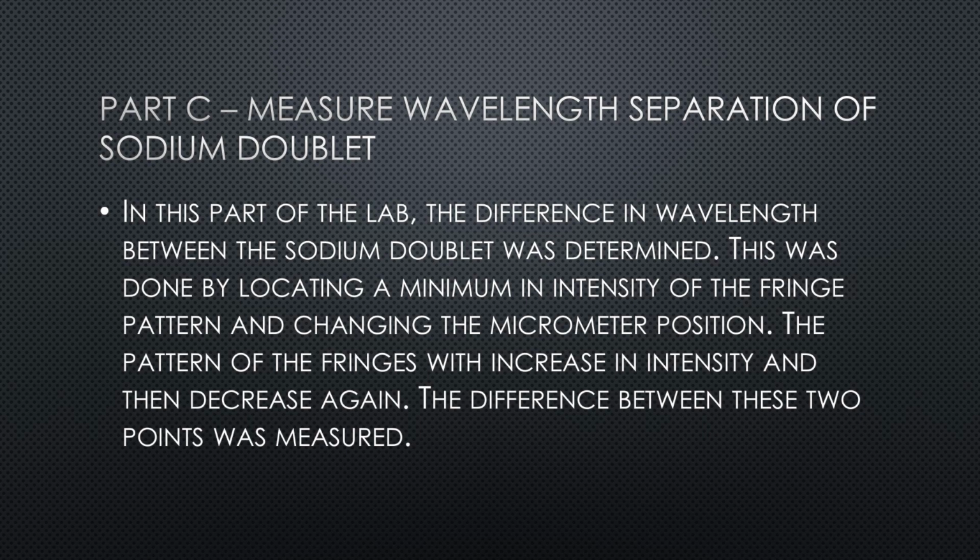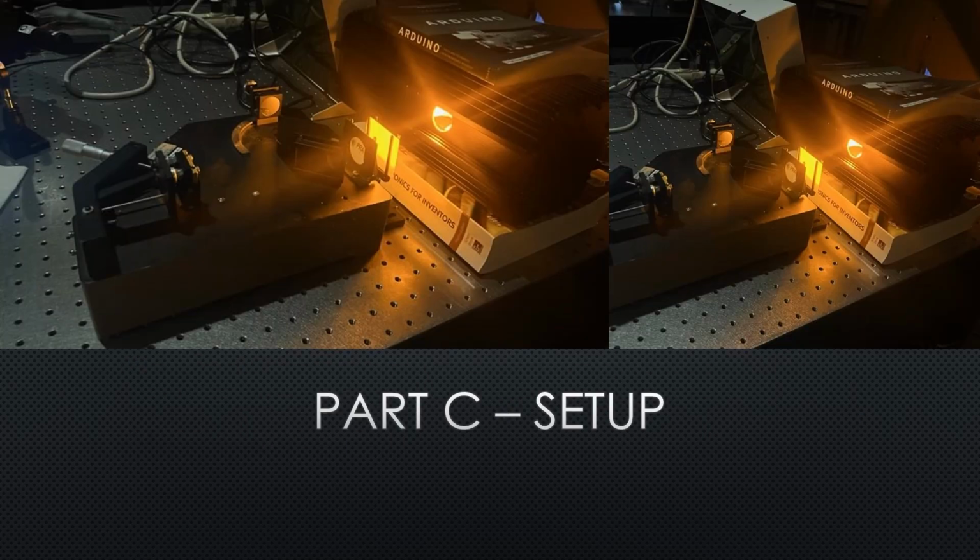Part C, measure wavelength separation of the sodium doublet. In this part of the lab, the difference in wavelength between the sodium doublet was determined. This was done by locating a minimum in intensity of the fringe pattern and changing the micrometer position. The pattern in the fringes will increase in intensity and then decrease again. The difference between these 2 points was measured. This is our setup for part C using the sodium lamp.